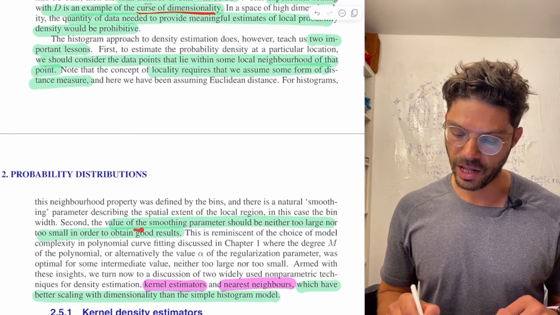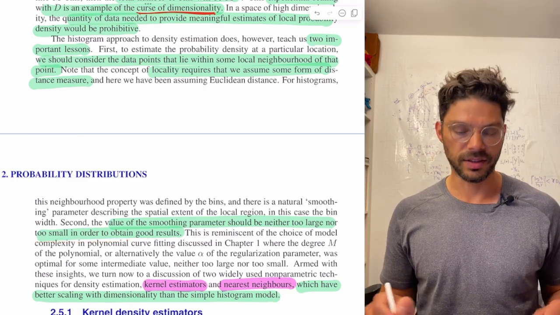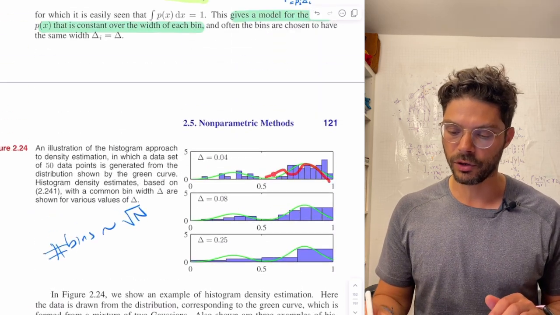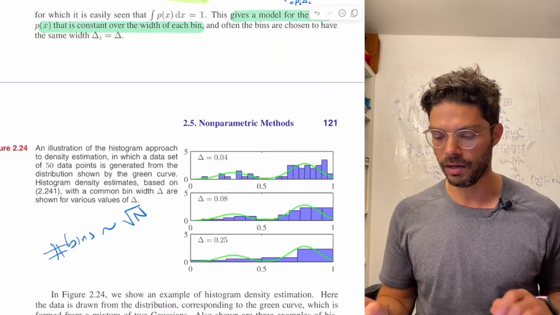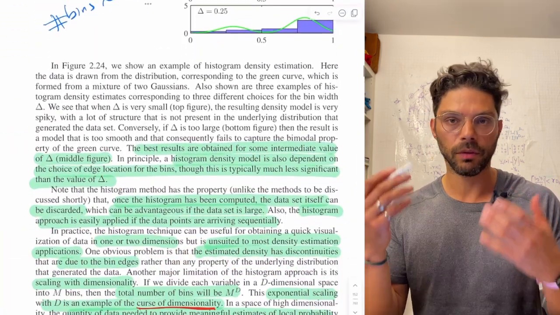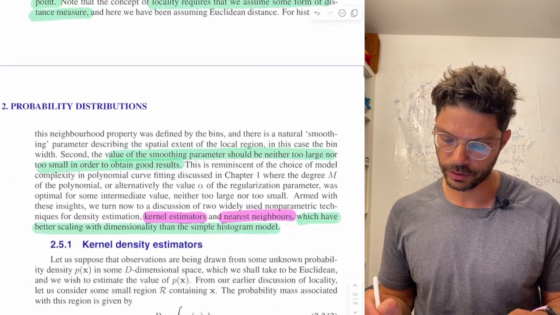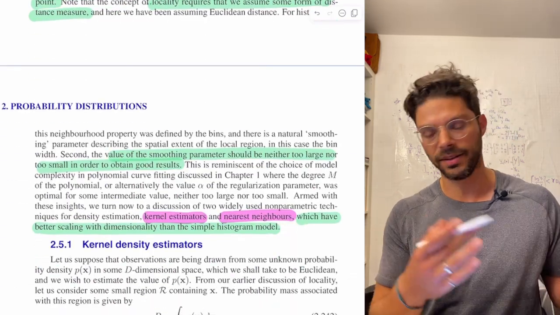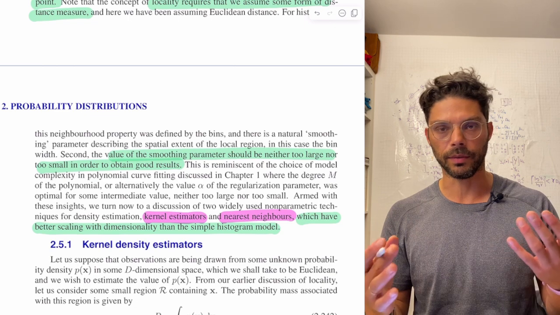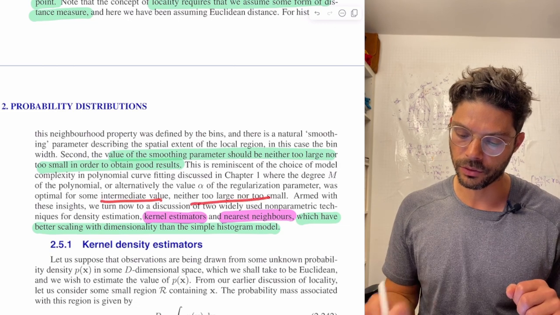Second, the value of the smoothing parameter should be neither too large nor too small in order to obtain good results. This is exactly a model complexity situation. If your bins are too small, it's almost like you're using too complex a model to fit the data. If they're too large, it's almost like your model is too simple. So, exactly the same way as we discussed before in chapter 1 with picking the order of the polynomials, you have to have some mechanism of finding a good intermediate value, neither too large nor too small.